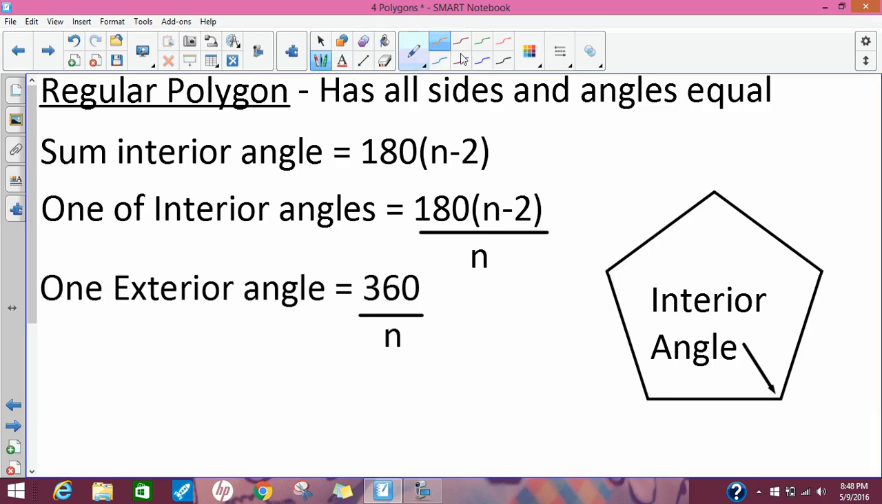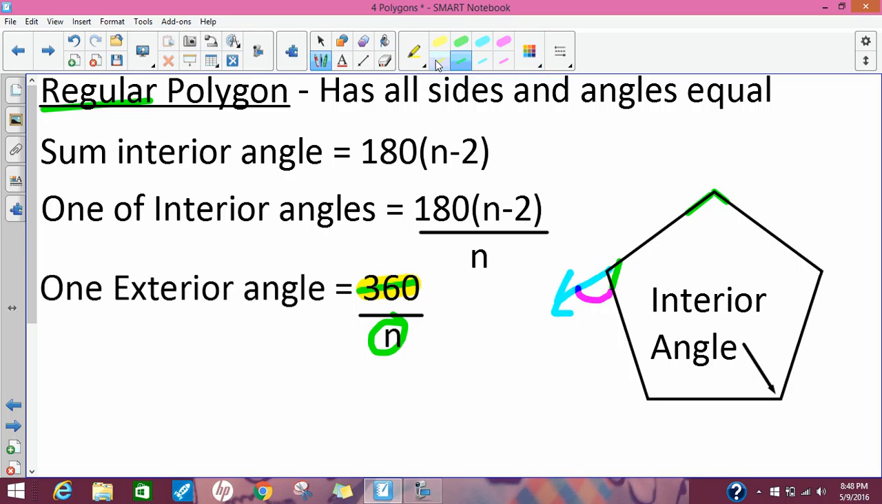All the exterior angles add up to be 360 degrees. Remember, exterior angles are angles formed if I, say, extend this side. I have that angle right there. That's an exterior angle. There's one at each vertex. I'll remind you that a vertex is a point here. So this pentagon has 5 exterior angles. They all add up to 360. And if I want to know how big one of them is, and it's a regular polygon, I could just divide it by n, the number of sides.